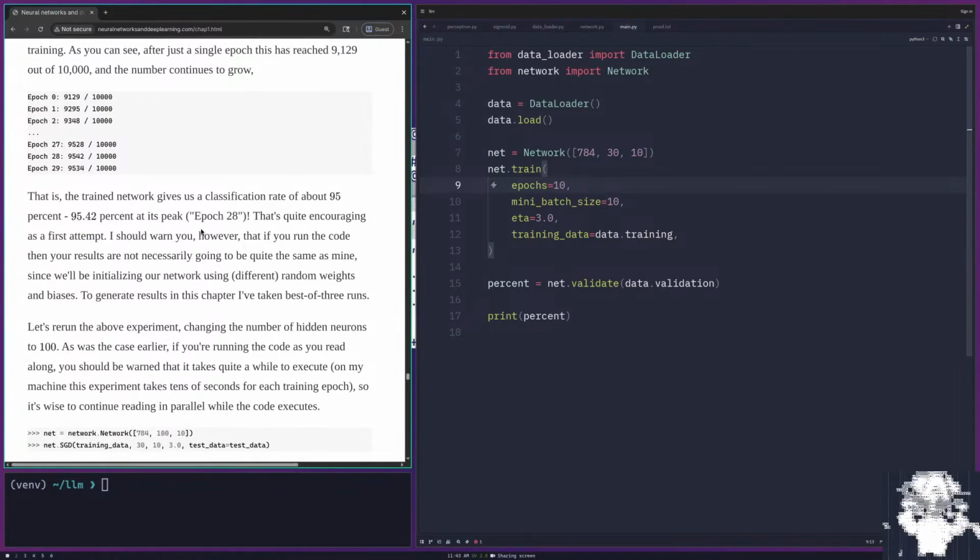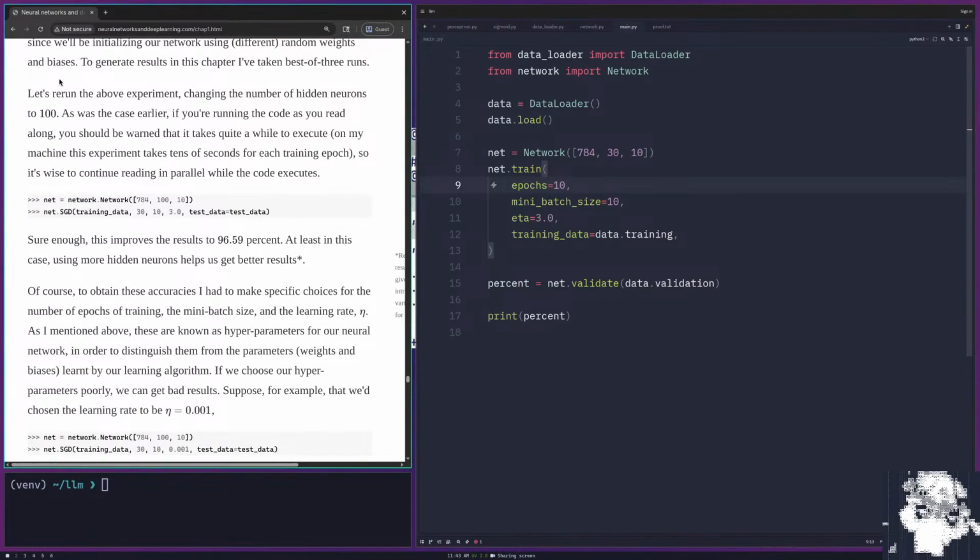That is, the trained network gives us a classification rate of around 95%, 95.42% at its peak, epoch 28. That's quite encouraging as a first attempt. I should warn you, however, that if you run the code, then your results are not necessarily going to be quite the same as mine. Since we'll be initializing our network using different random weights and biases, to generate results in this chapter, I've taken best of 3 runs.